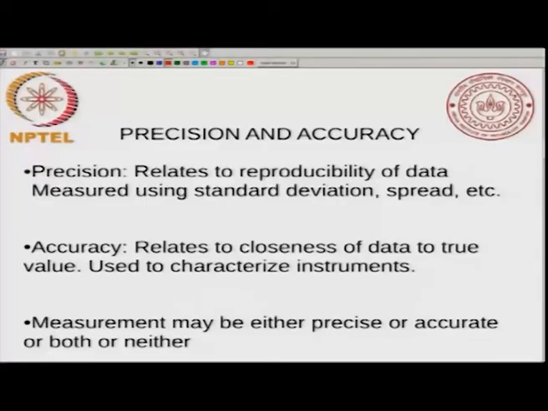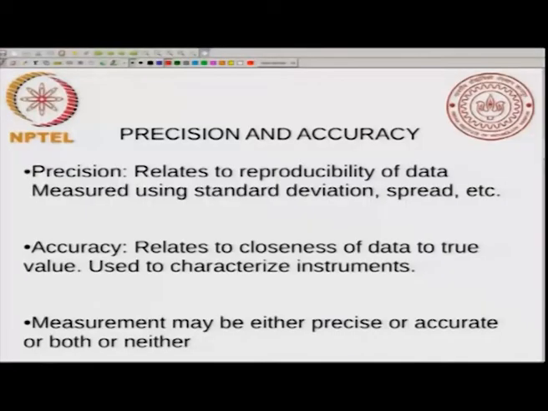Okay. Accuracy is related to how close the experimental data is to the true value. So, if you know the true value, then you can tell the accuracy. Okay. So, accuracy typically is used to characterize instruments. So, if there is an instrument, then you make measurements on that instrument and then you say that okay, this is the accuracy of that instrument. You take some standard measurements and you compare those measurements with what is observed in the experiments and you characterize the accuracy.